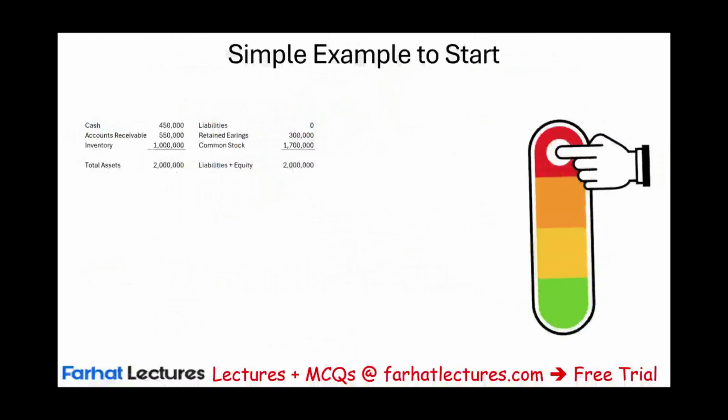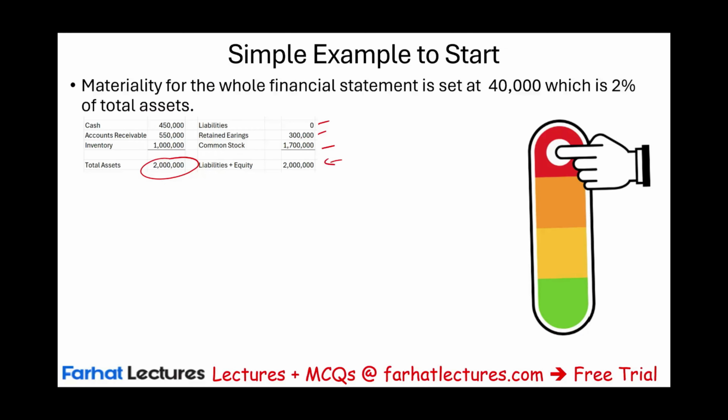So to illustrate performance materiality, we're going to be using a simplified example. Looking at this company, we have cash of 450,000, account receivable of 550, inventory of 1 million, total of 2 million. We have zero liabilities, 300,000 in retained earnings, 1.7 million in common stock, total liabilities and equity of 2 million. We're going to set the materiality for the financial statement as a whole at 40,000, which is 2% of total assets. This is the materiality for the whole financial statements.